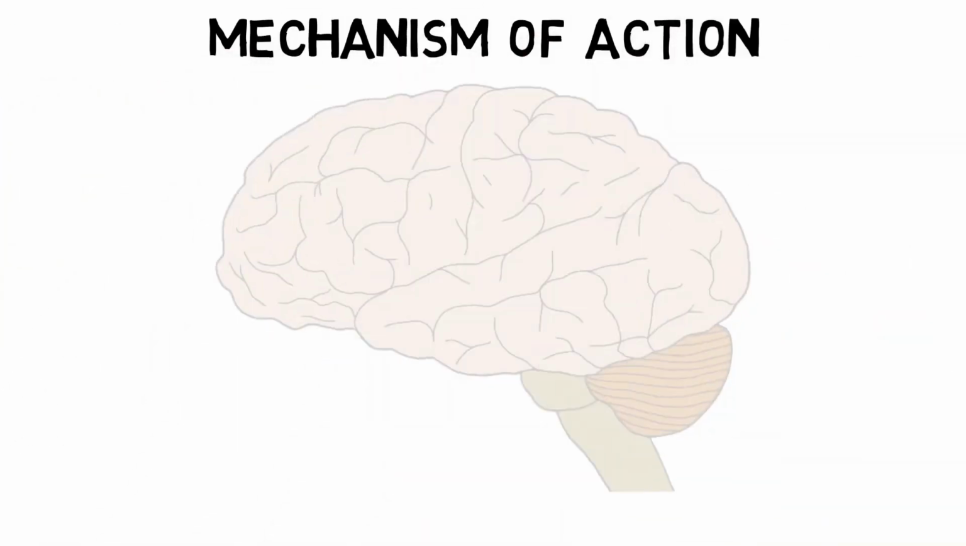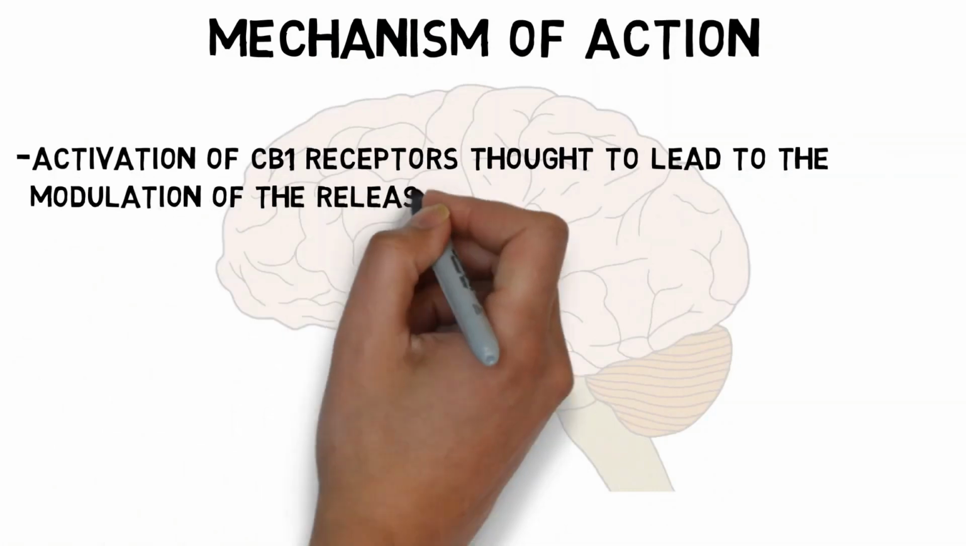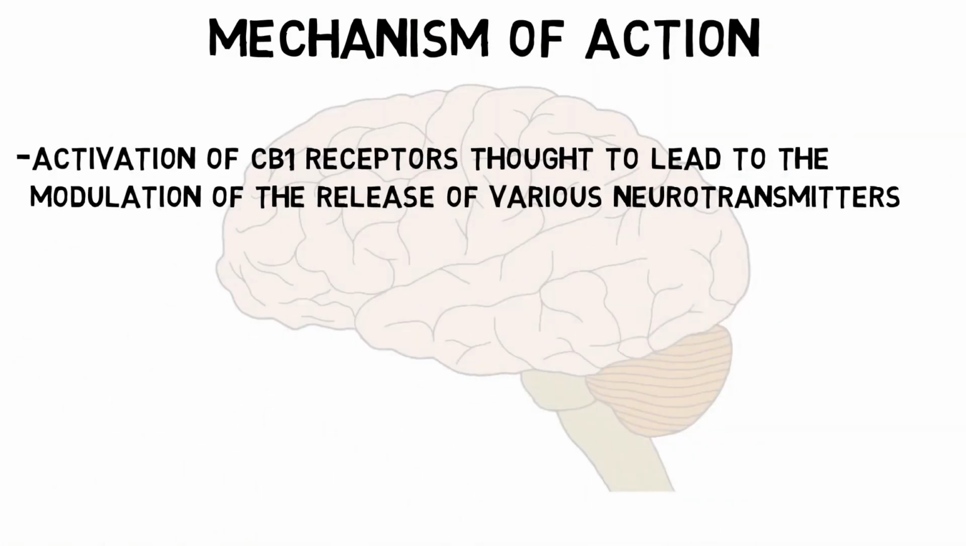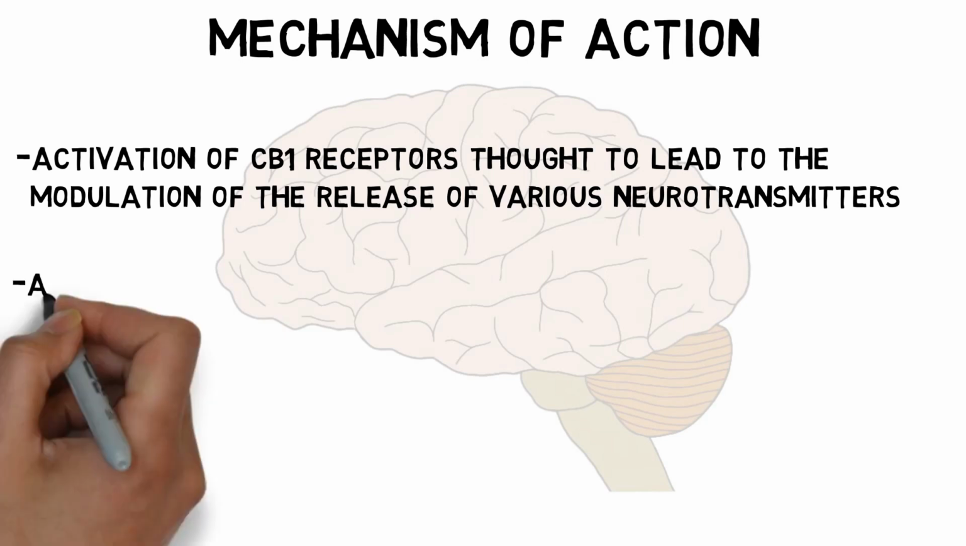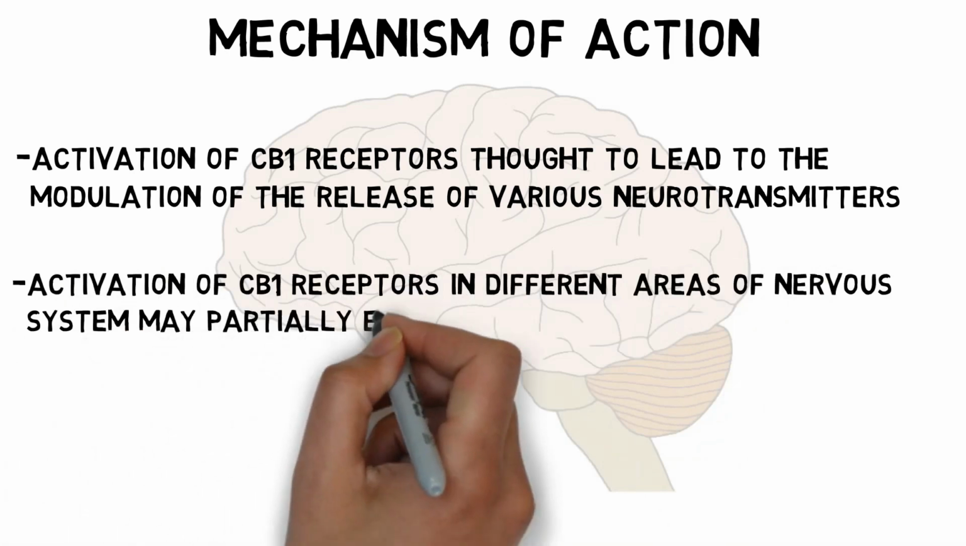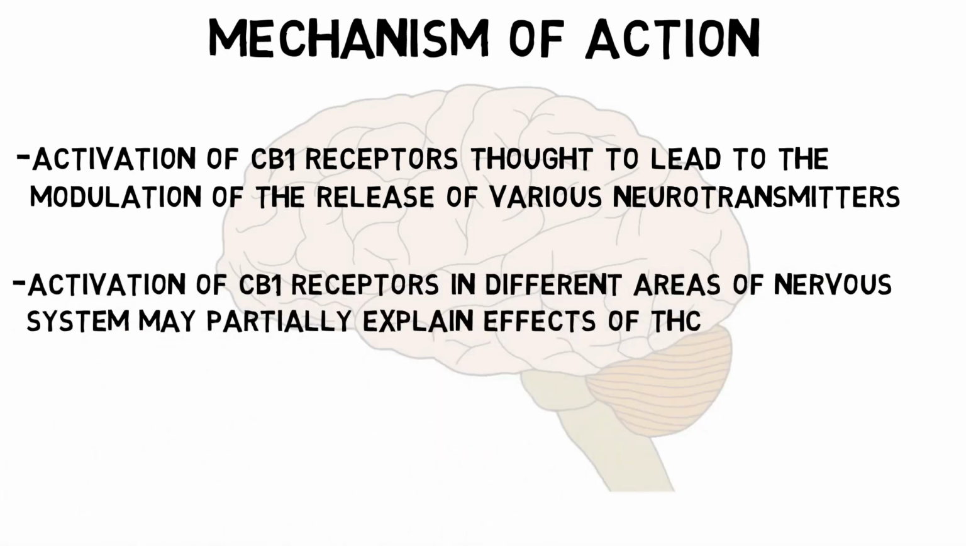Activation of CB1 receptors is thought to lead to the modulation of the release of various neurotransmitters. It's not fully understood how this translates into the characteristic effects of THC, but the activation of CB1 receptors in different areas of the nervous system may partially explain the effects of the drug.